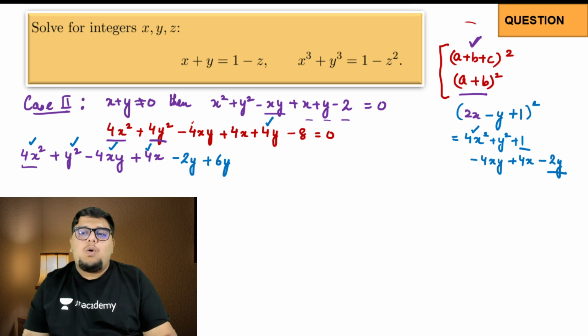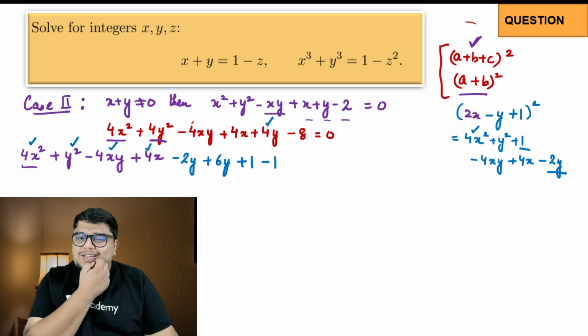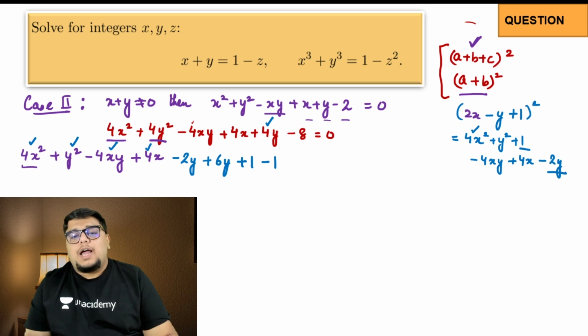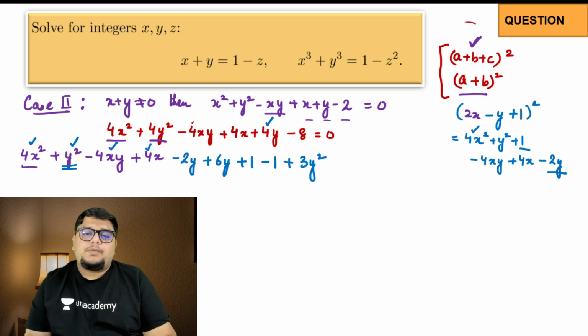Also, I need to add 1. So I will add 1. Also, I'll subtract 1 because I can't leave it like this. Again, and here we had used y square, right? So how many y squares are left? 3 y squares are left.